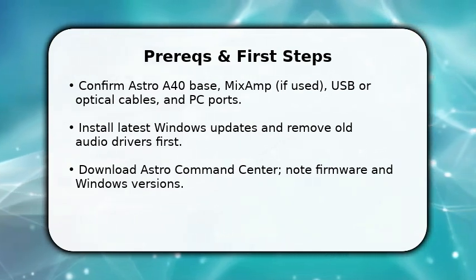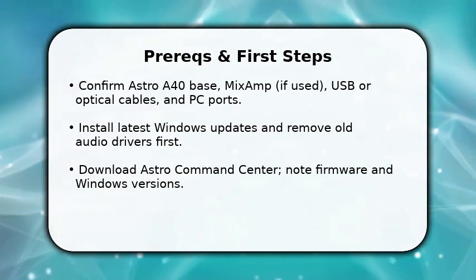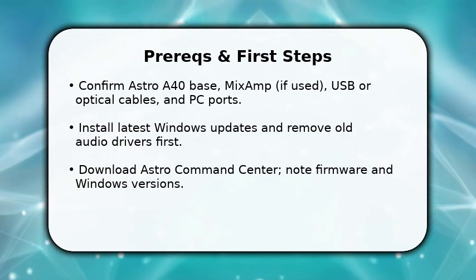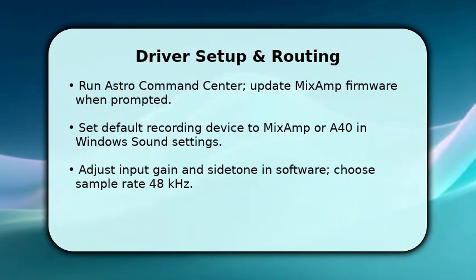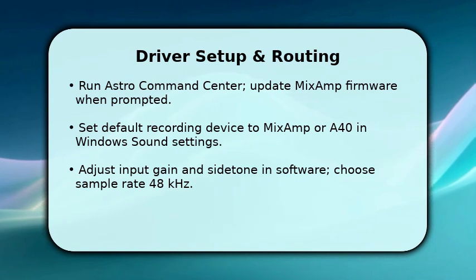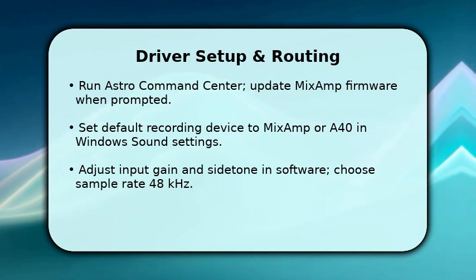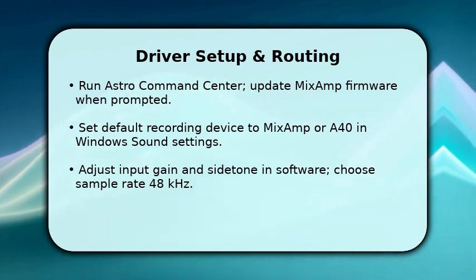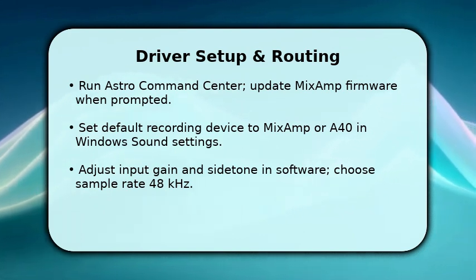Make sure Windows is updated and uninstall any conflicting audio drivers before proceeding so the new driver installs cleanly and reliably. Next, open Astro Command Center and follow firmware prompts. Updating now prevents recognition issues. Once firmware is current, go to Windows Sound Settings and set the mix amp or A40 as the default recording device and default communications device.